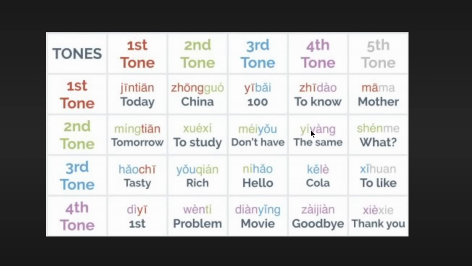一样. And then 什么, 你叫什么名字? What's your name? Third tone. 好吃. One of the most basic, very useful in fact, expressions. Tasty, meaning like when you like the food, of course. So you can say 很好吃, 我喜欢这个米饭. I like this rice, whatever the heck it is. And then 有钱, it literally means to have money, but it can also mean to be rich.